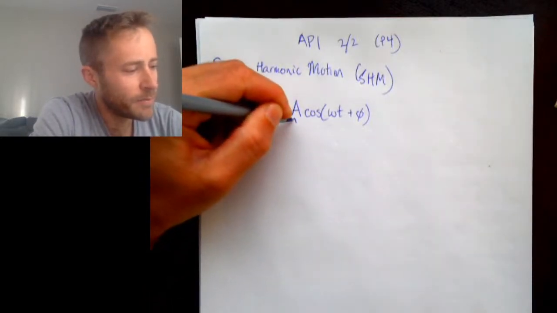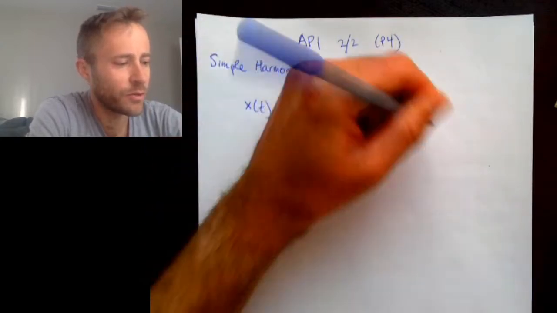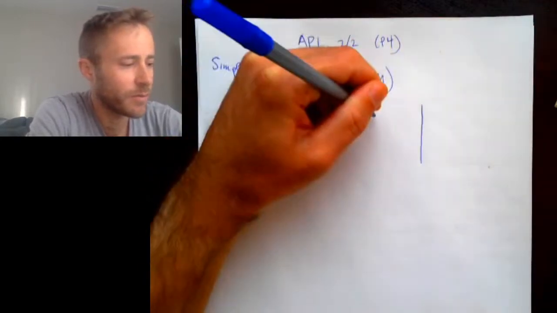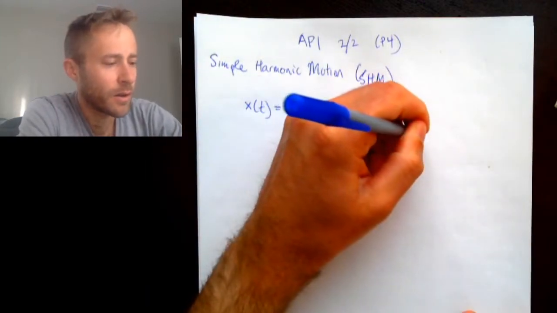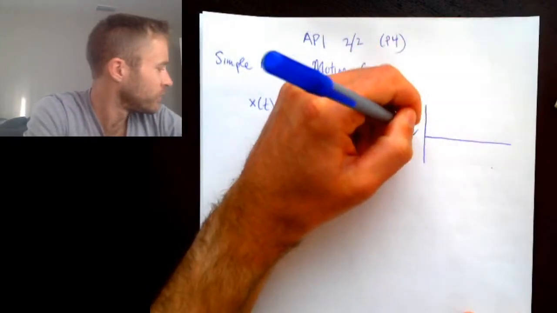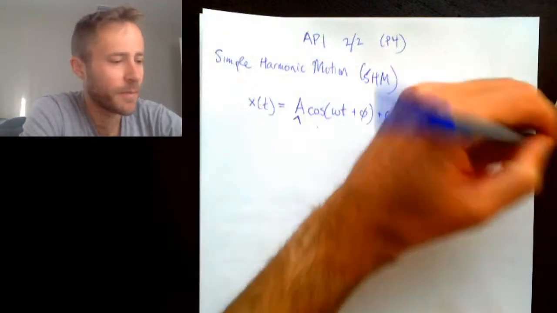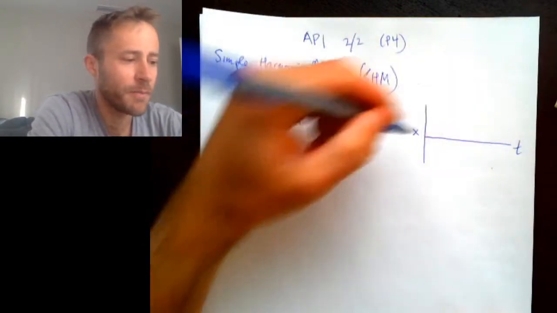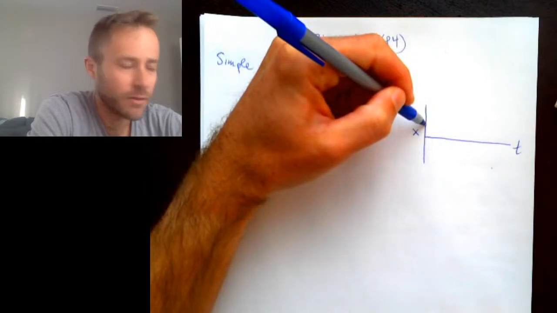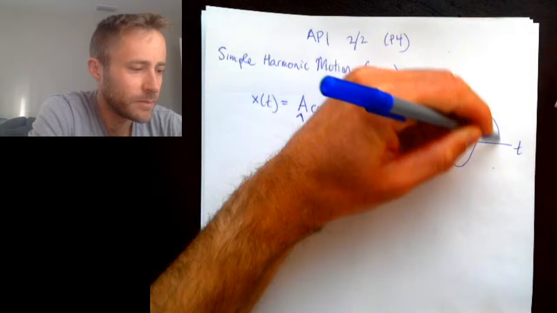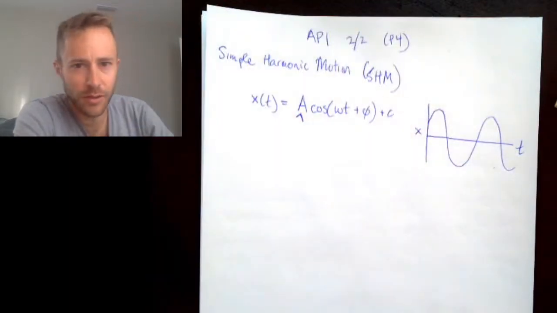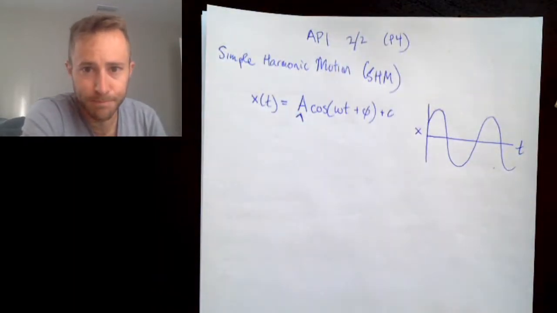Well, first of all, let's just draw the position as a function of time. And I'm actually going to add a constant here too. Okay. So your position as a function of time looks like this. So it's a sine or a cosine.